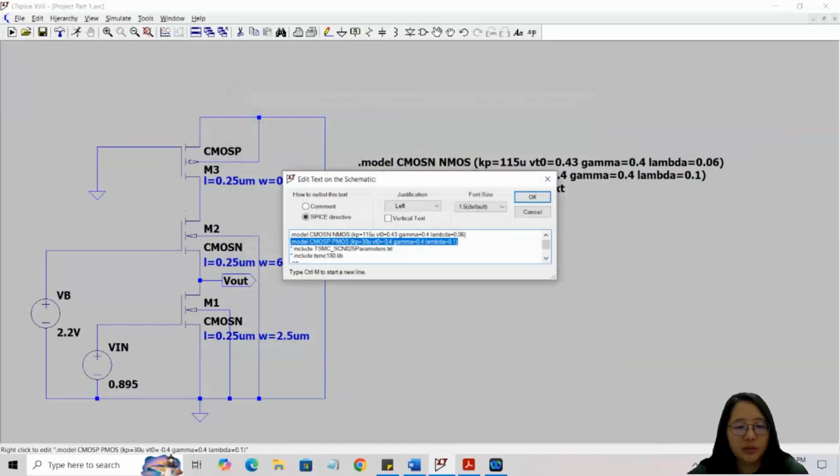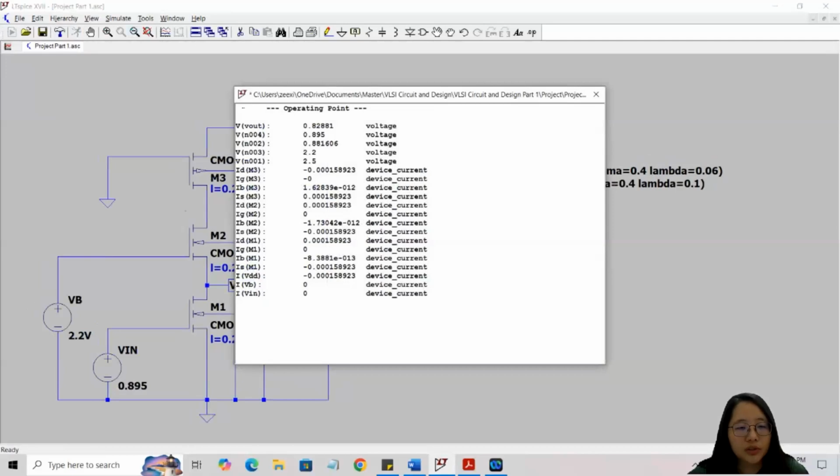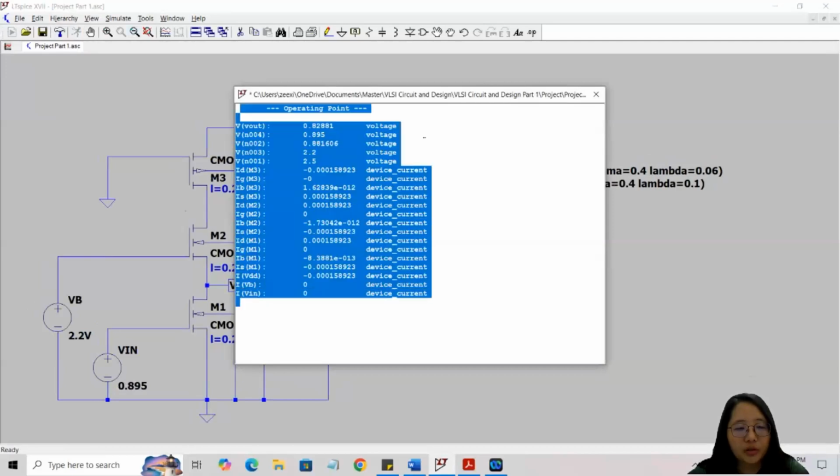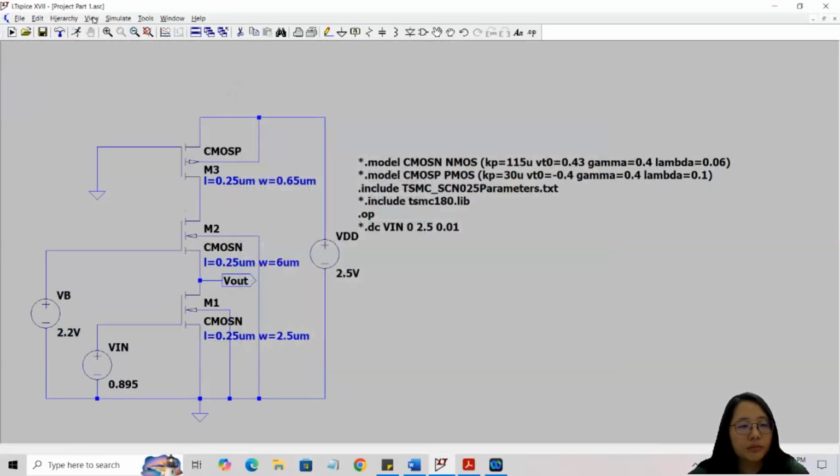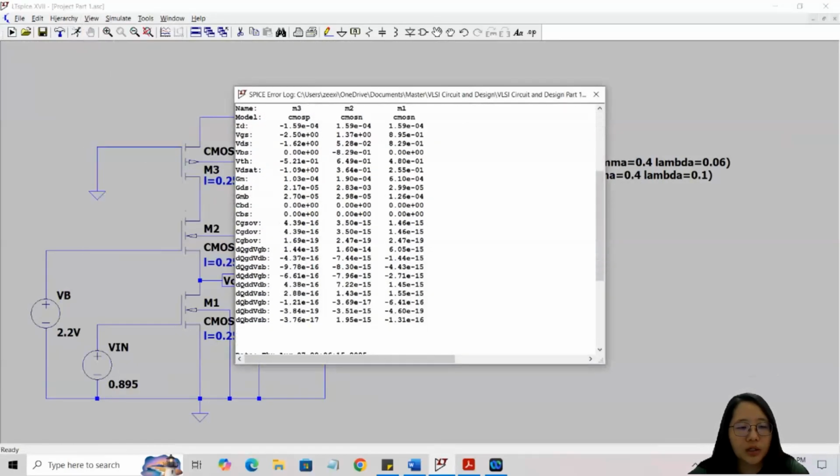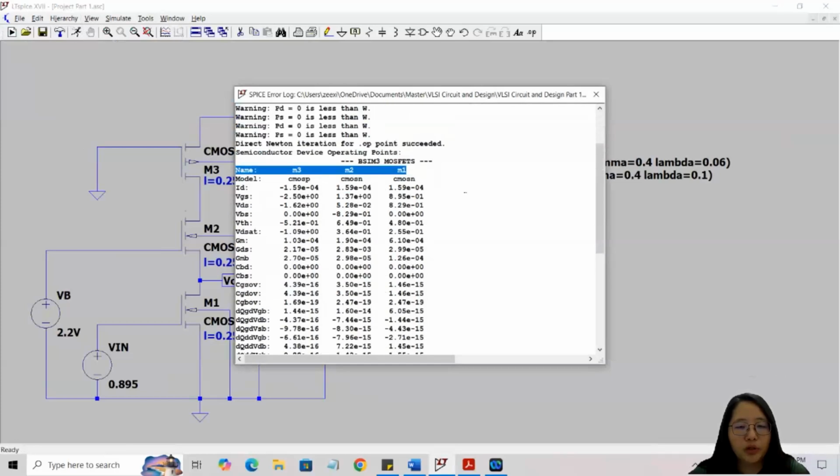Then I will simulate for the TSMC SCM025. This one is the operating point for TSMC SCM025. This one is the VL. This one is the SPICE error log. I can get the ID, VGS, and VDS here for M1, M2, and M3, and then calculate the operating region for M1, M2, and M3.